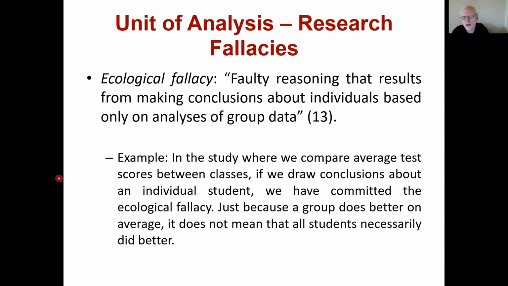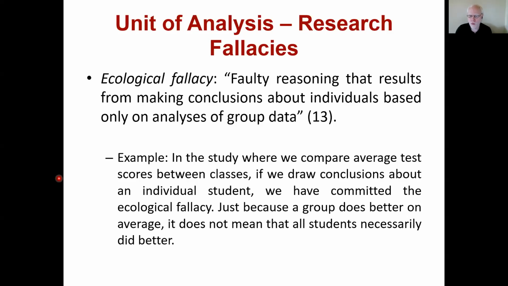So using the wrong unit of analysis can lead to different fallacies, different mistakes, different conclusions that are faulty, so faulty reasoning. One of them is the ecological fallacy, and there's multiple fallacies, or faulty reasoning, that people use in studies, but we're going to look at two that are related to unit of analysis. The ecological fallacy is a faulty reasoning that results from making conclusions about individuals based on analysis of group data. So, for example, in the study where we compare average test scores between classes, if we draw conclusions about an individual student, we've committed the ecological fallacy. Just because a group does better on average, it does not mean that all students necessarily did better.